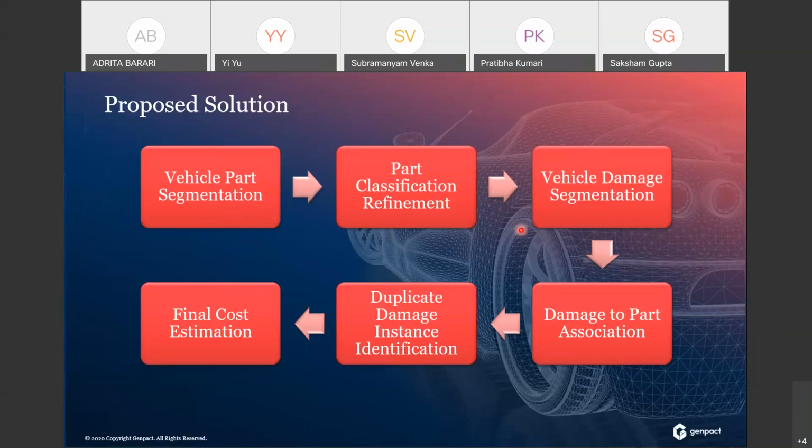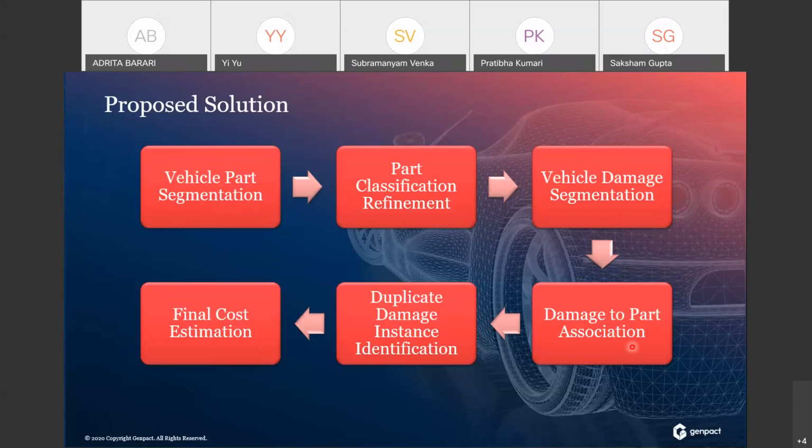And then we have a vehicle damage segmentation, wherein we are taking a call at the damage level to understand what are the damages on the vehicle. And once we have done that, we are doing a damage to part association. For example, let's say the left door has a dent in one image. The left door has a dent in another image of the same set as well. So if we could use this information, then we can arrive at possible candidates for duplicate instances.